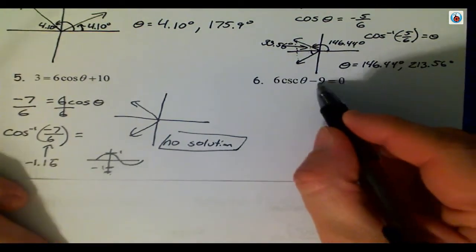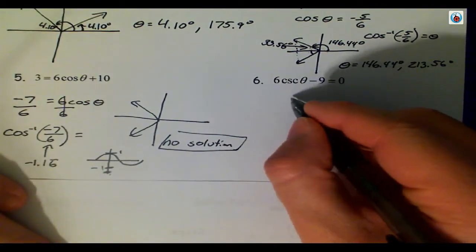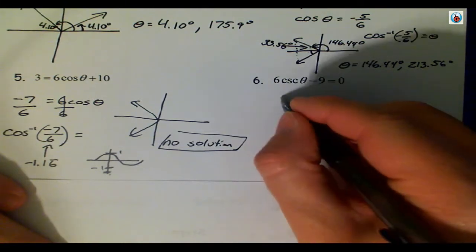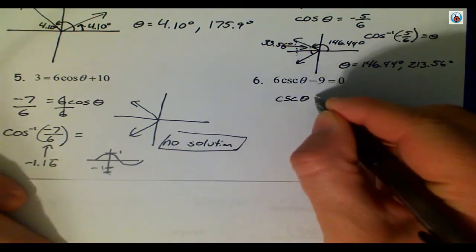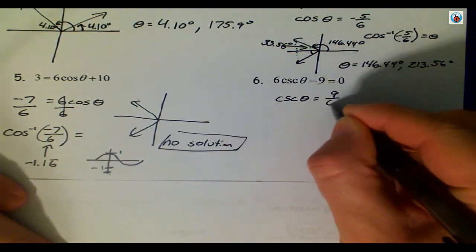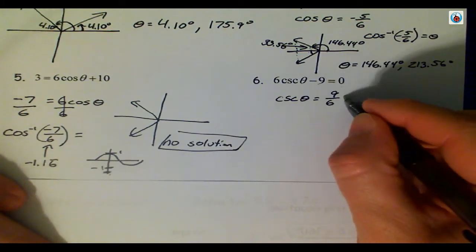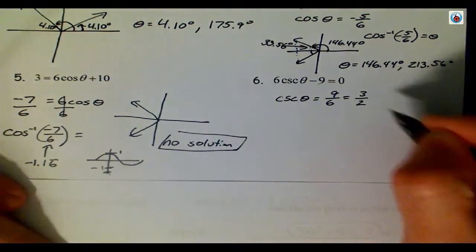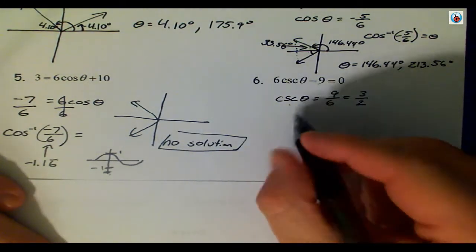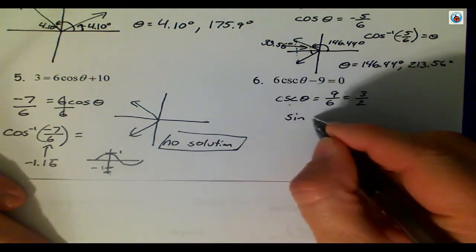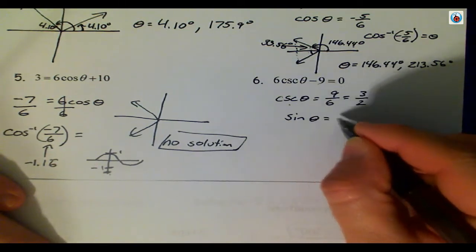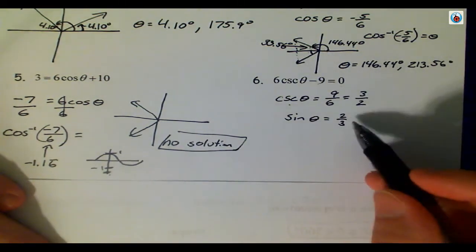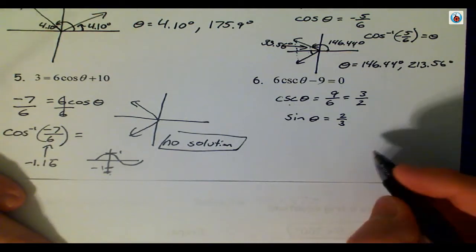Number 6. Let's move the 9 over and then divide by 6. So cosecant theta equals 9 over 6, which is the same thing as 3 over 2. Okay, cosecant's the flip of sine, so it'd be 2 over 3. Now 2 over 3 is less than 1, so I can actually work this.